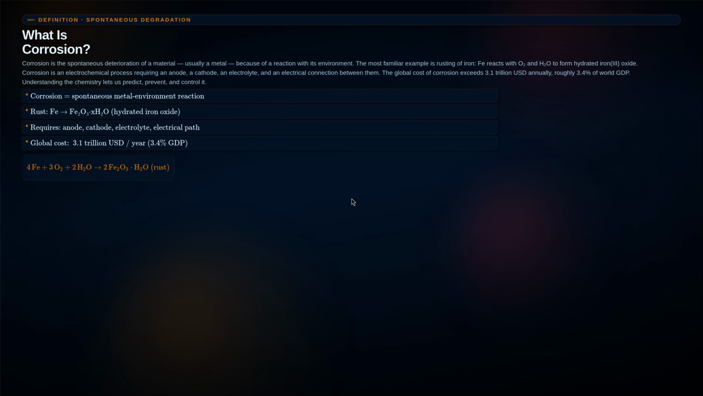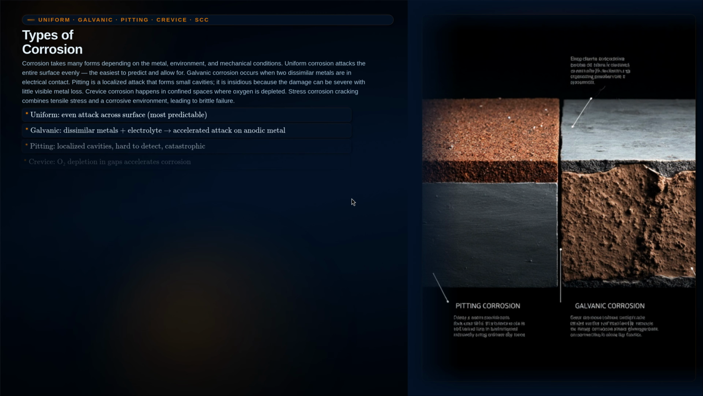The global cost of corrosion exceeds $3.1 trillion annually, roughly 3.4% of world GDP. Understanding the chemistry lets us predict, prevent, and control it. Corrosion takes many forms depending on the metal, environment, and mechanical conditions.